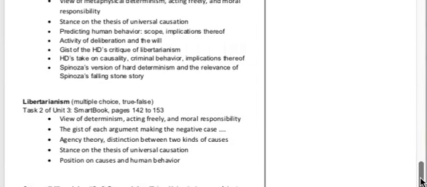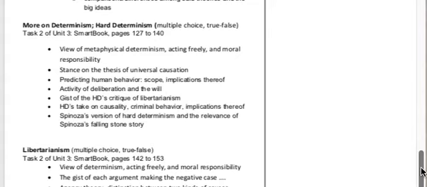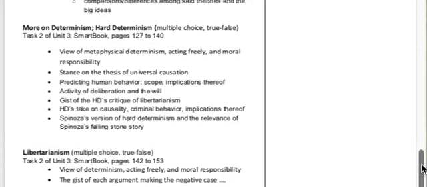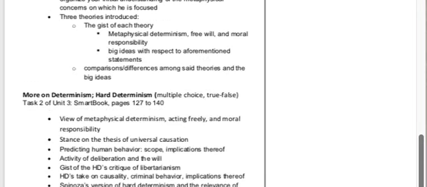Okay, so in this part of the test, Unit 3 test prep, we are going to focus pretty much simultaneously on the last three sections. That is on the part of the study guide that has the phrase more on determinism, hard determinism, libertarianism, and compatibilism, which you now know from following the other video, I refer to also as soft determinism, not only in the test prep videos, but also the test. So don't forget to keep that in mind.